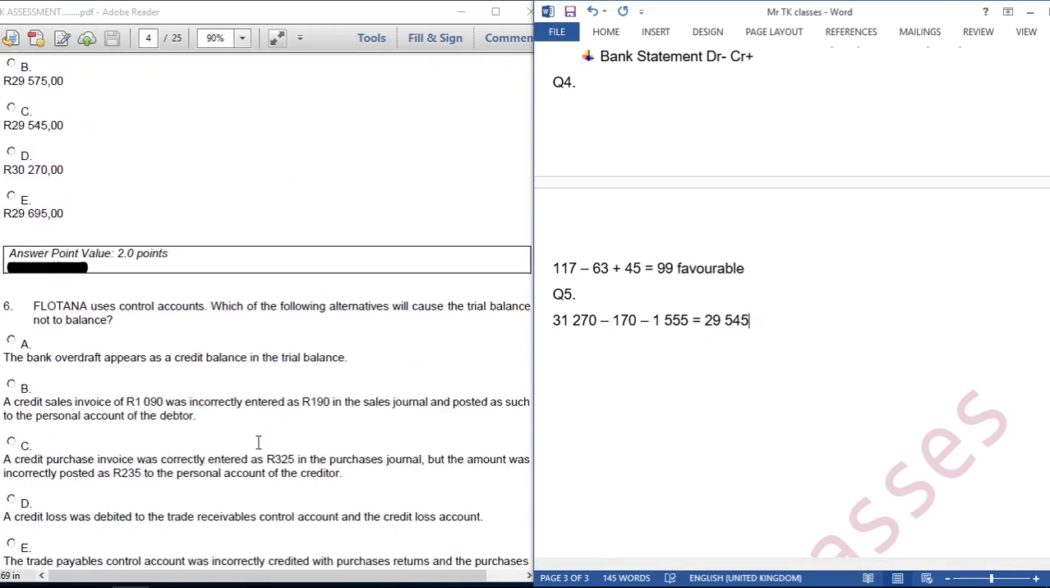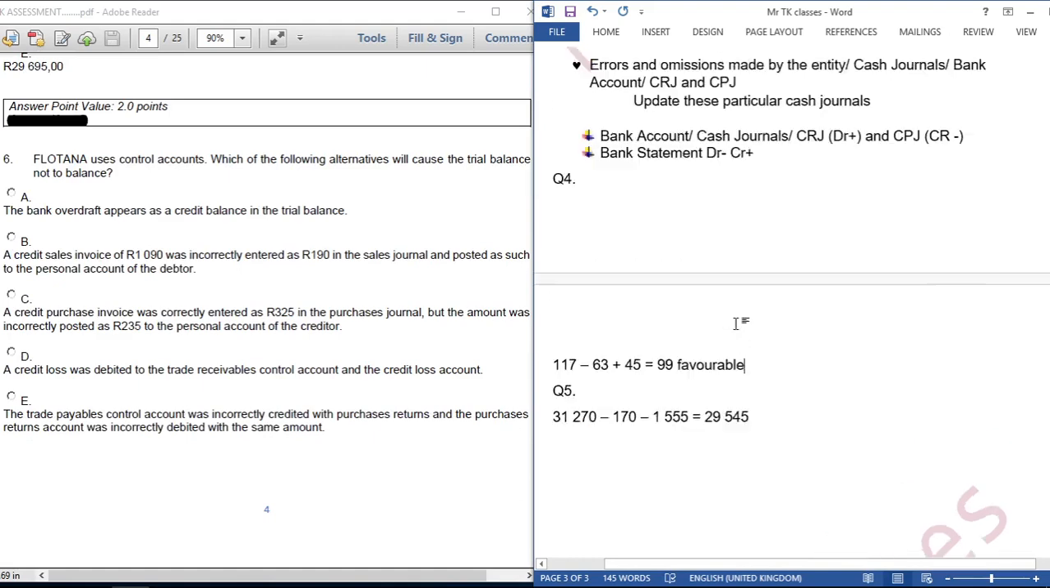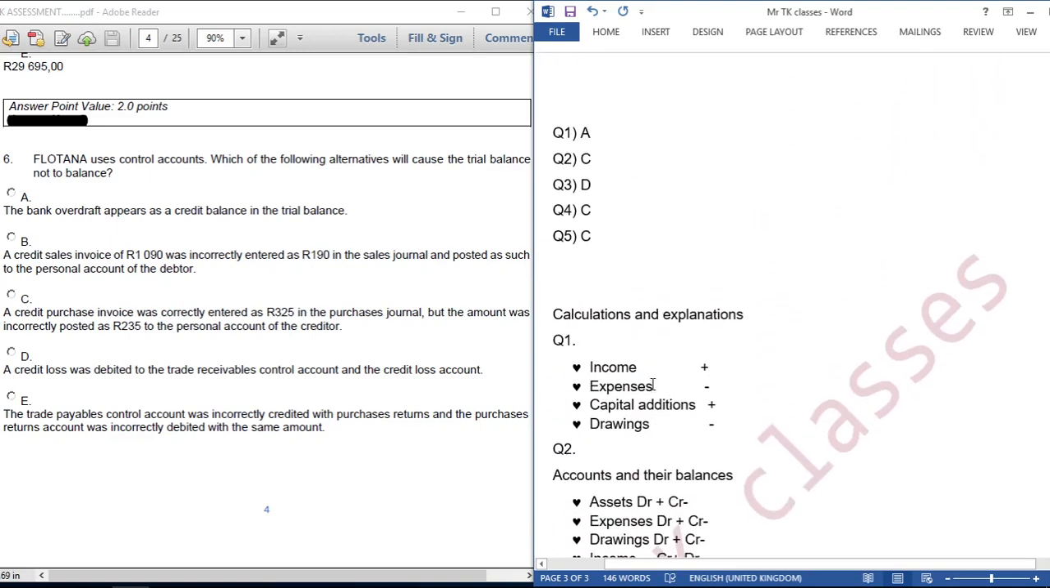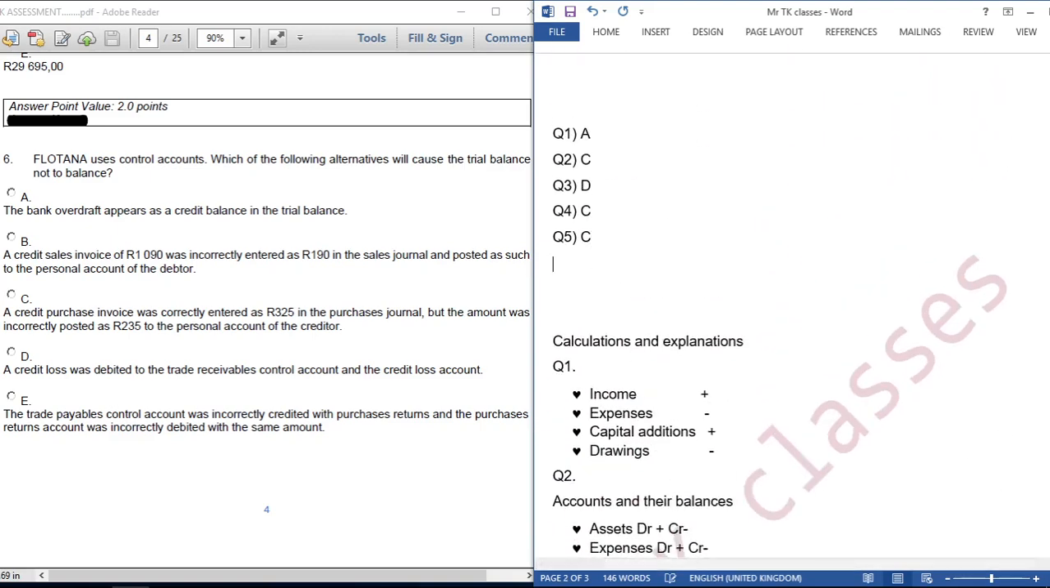Then we move on to question 6. Let us come here and write question 6. Flotana uses control accounts. Which of the following alternatives will cause the trial balance not to balance?